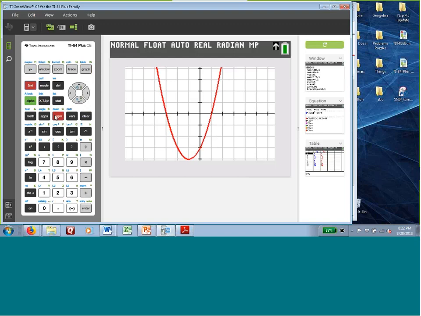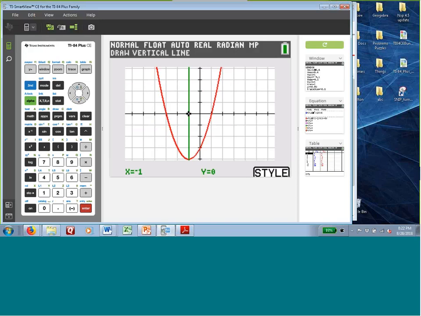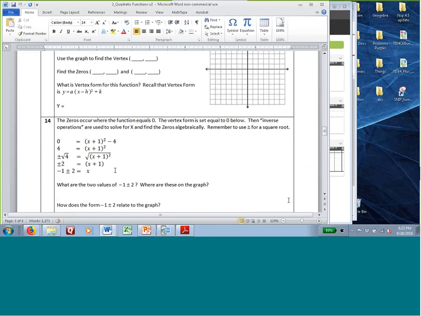Let's also draw in our vertical line, our axis of symmetry. Okay, and I love the green ones. Okay, so here is our picture. And what I want you to notice is that the axis of symmetry is at -1, and my two roots are symmetrically around that axis of symmetry, and they're exactly 2 units away. Let's take a look at what this looks like when we look at vertex form.